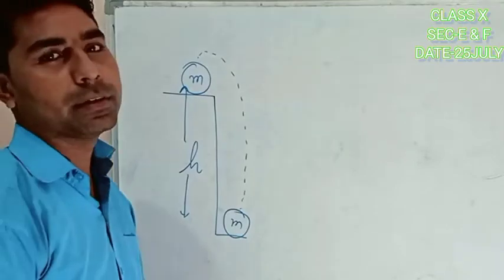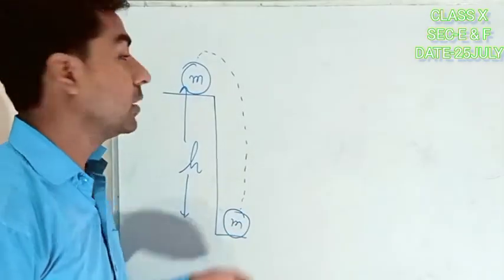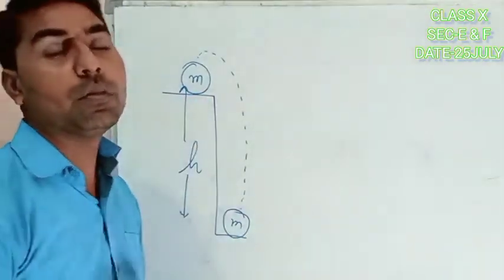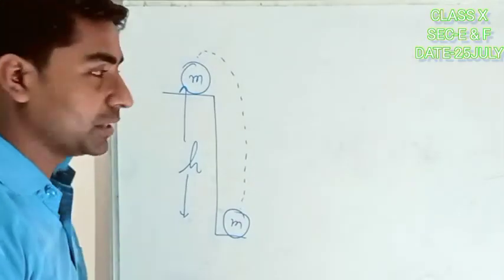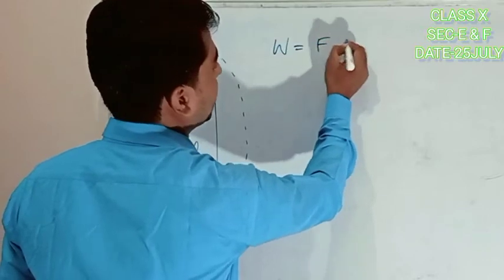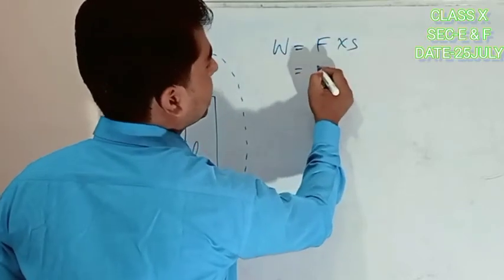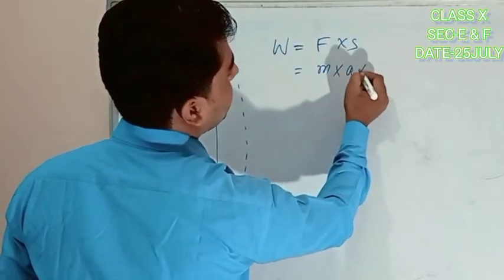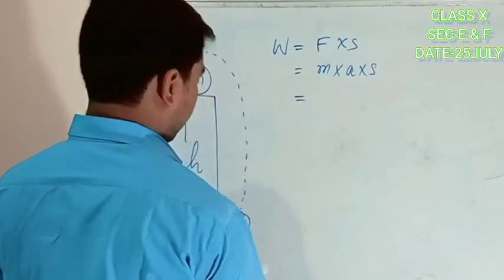Whatever work we have done in putting the ball there will be converted into potential energy. So let's calculate the work done here. Work done is equal to force into displacement, and force is equal to mass into acceleration, into displacement. Mass of the ball is m.